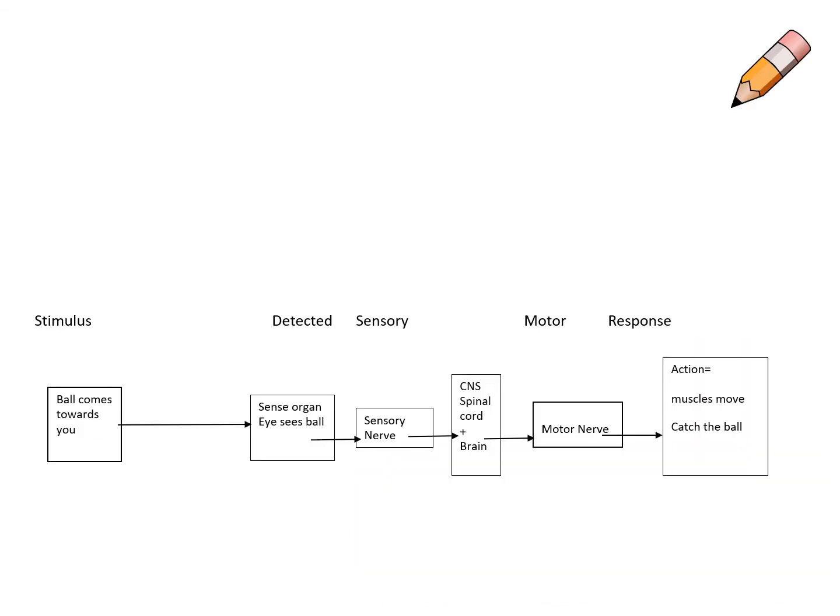So to summarise, in this scenario, the stimulus would be a ball coming towards you. Then it would be detected by receptors in a sense organ, such as your eye seeing the ball. And then the impulse would be passed to your sensory nerve. Your sensory nerve would then pass this electrical impulse to the CNS, so it would be sorted out by the brain and the spinal cord. Then a decision would be made, which would then be passed by an electrical impulse to the motor nerve. Your motor nerve would then stimulate an effector, which would cause a response. So your effector would either be a muscle or a gland. In this case, it would be a muscle, and it would tell you to catch the ball.